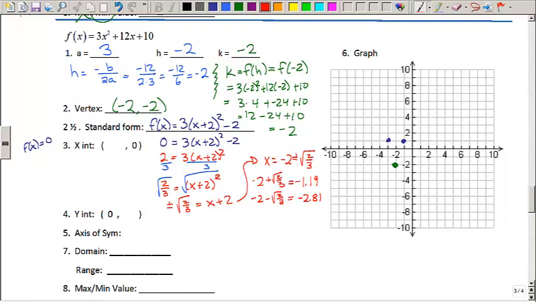So I'm going to plot these two values, negative 1.19, comma 0, and negative 2.81, comma 0. Negative 1.19 is between negative 1 and negative 2. Negative 2.81 is between negative 2 and negative 3, which is exactly where we would hope they would be using our picture. My y-intercept is found by evaluating f of 0. If x is equal to 0, what is y, or f of 0?